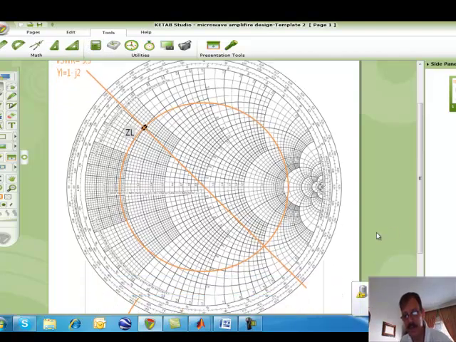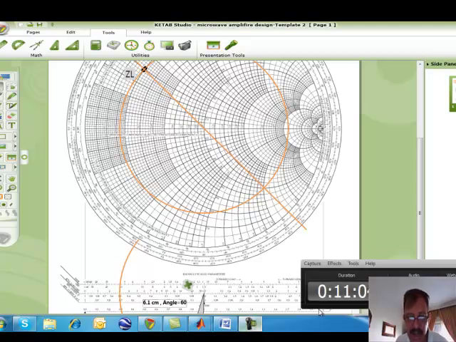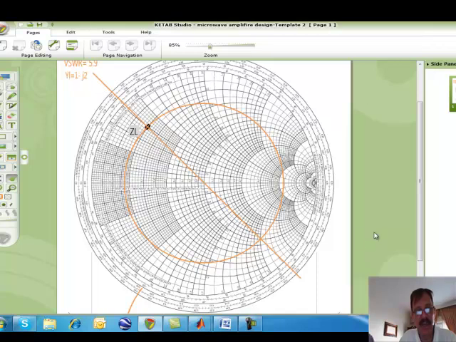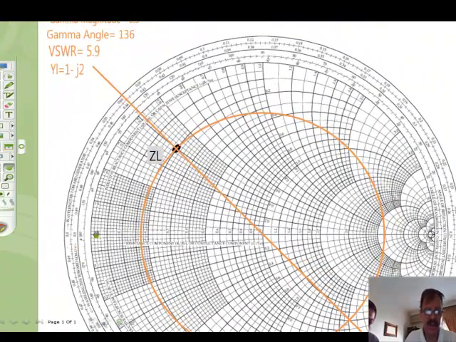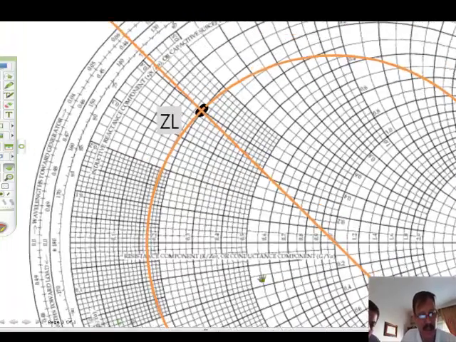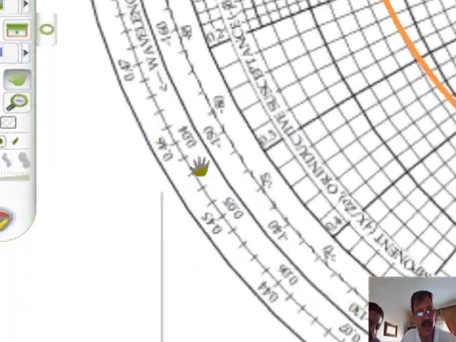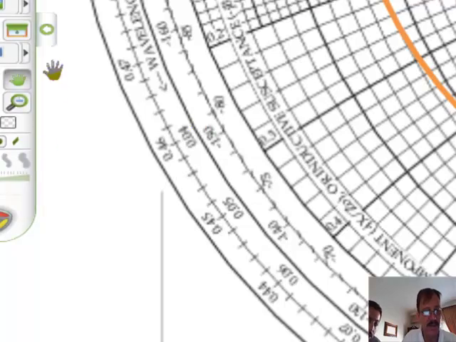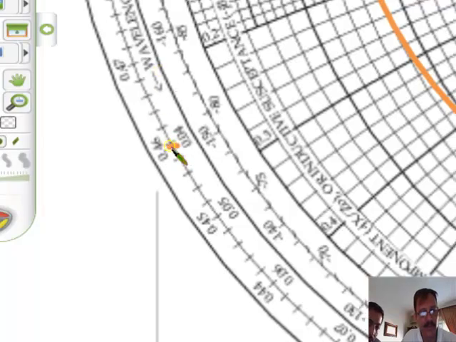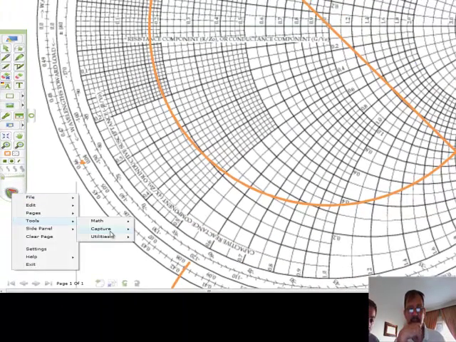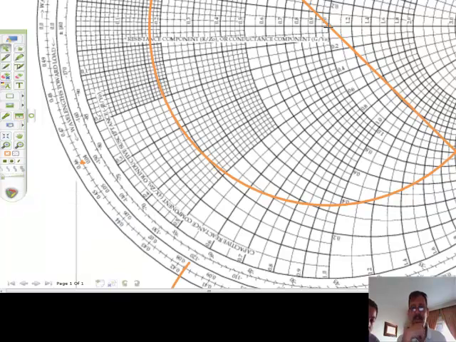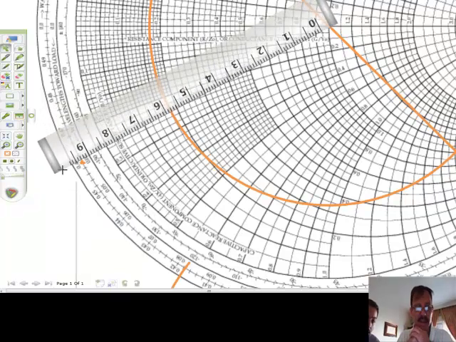We need to move to the point which is equivalent to 0.46. Here, 0.46. Let's zoom and find where it is. So now we need to locate the value 0.46 on the outer scale of wavelengths towards generator. So it's going to be somewhere here, there. So now we mark this with any color. Now we draw a line. We place a ruler here, and then we draw a line.